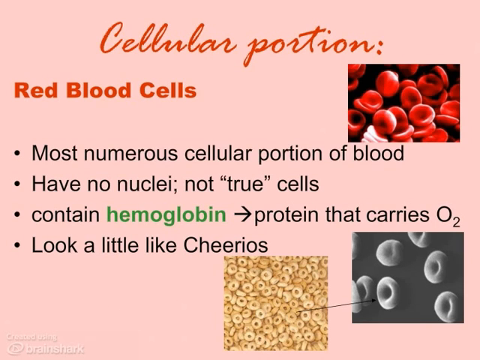What makes them red is hemoglobin. It's a protein that has iron in it. That's what makes it red, and its job is to carry oxygen. When we look at these under the microscope, which we'll do in lab, you'll notice that they might look a little bit like Cheerios. They don't have a hole in the middle. They're just thinner in the middle than around the edges.